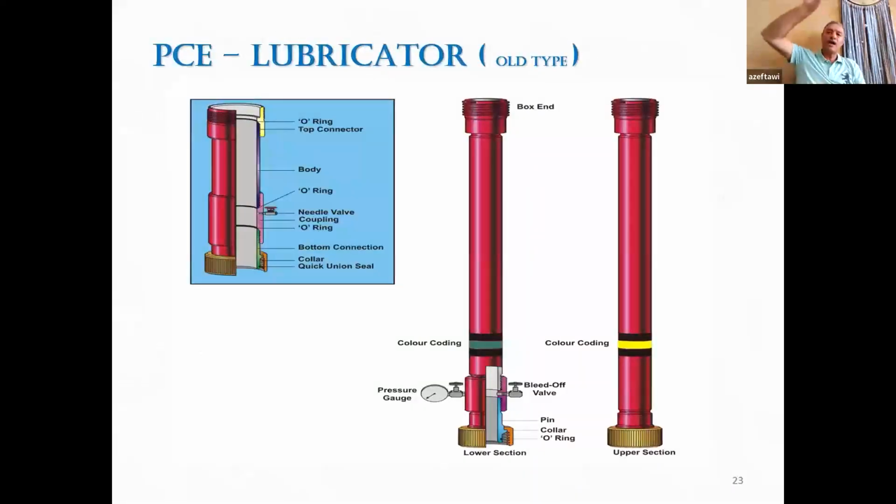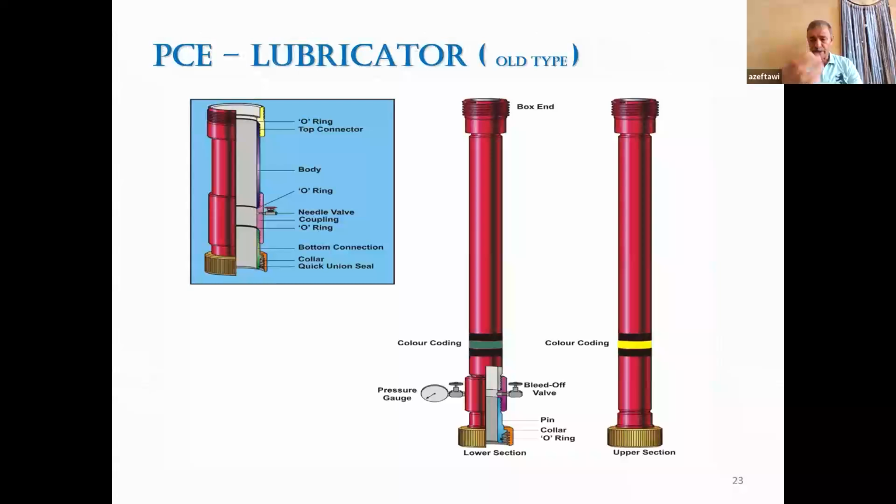Below the primary barrier, whether it's a stuffing box or grease injection head, normally we have a two-section lubricator. What you see here is a two-section lubricator, but if you notice, I put "old type". This one became obsolete 15 years ago because lubricators these days have to be one piece. This one is not one piece.